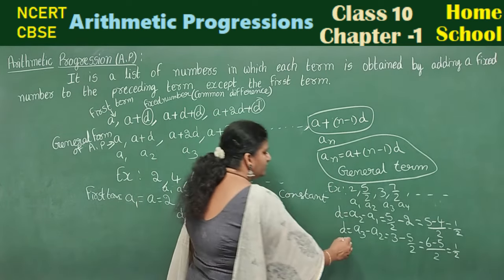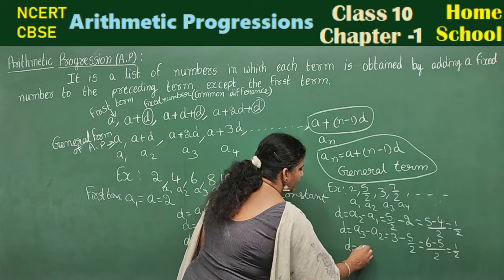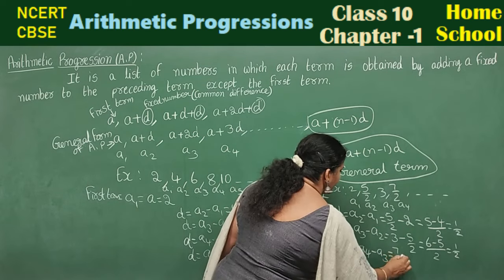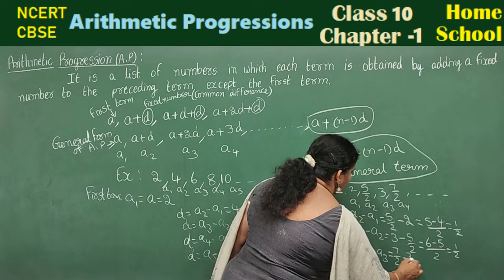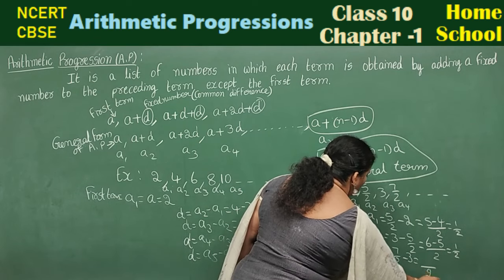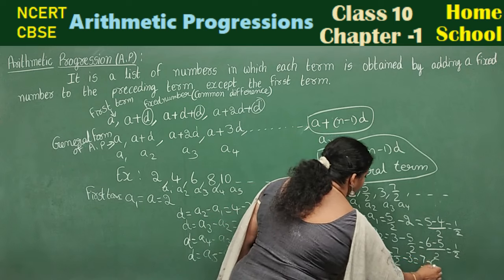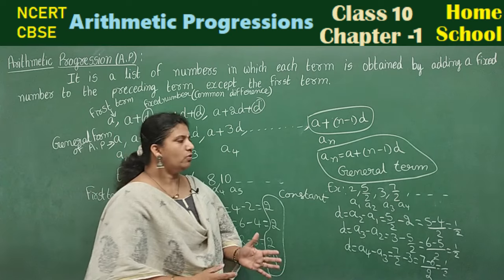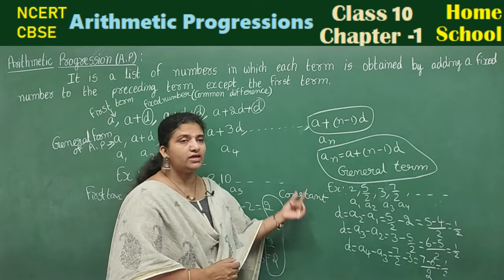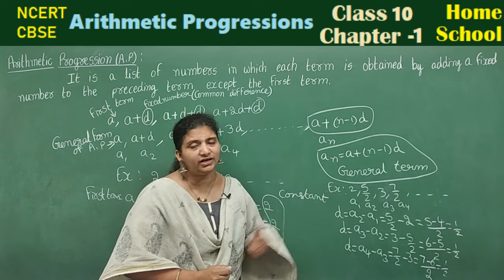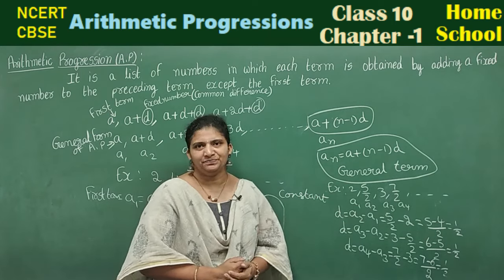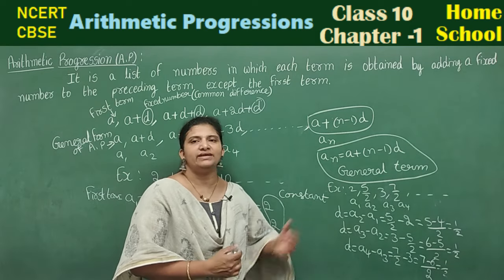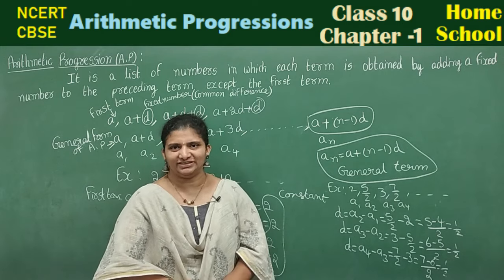We have another, that is D is equal to A4 minus A3. A4 value is 7 by 2, A3 value is 3. Do LCM: 7 minus 3 twos are 6. 7 minus 6 is 1, so 1 by 2. So what you can see? See here, the common difference between the pairs of terms is constant. If the common difference is constant, then you can say the sequence is in arithmetic progression.